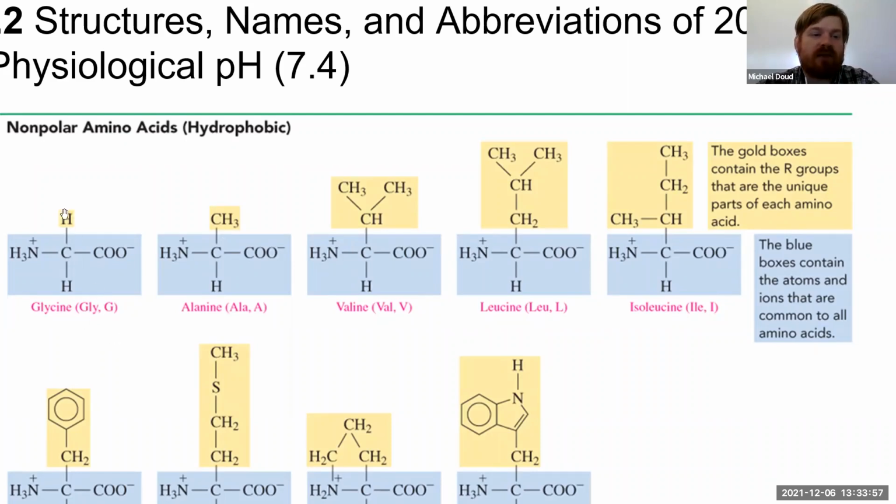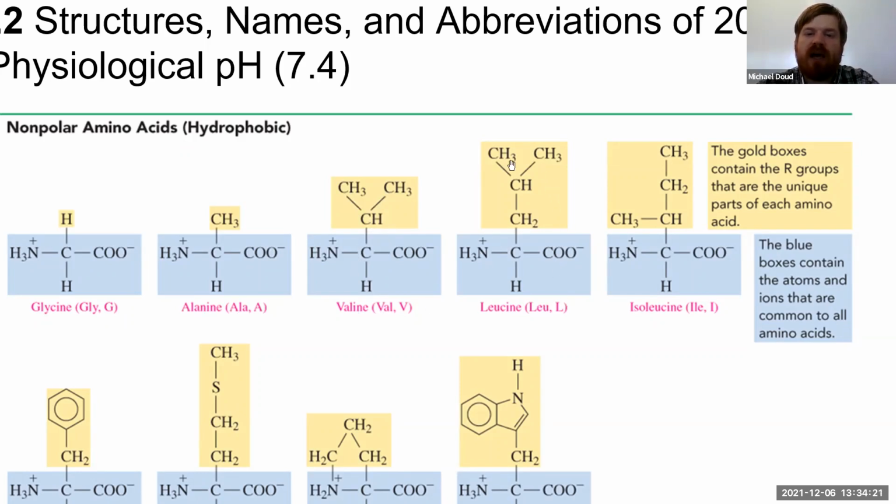So glycine is the simplest one because its R group is just a hydrogen. Okay, so glycine is GLY or G. Alanine is the second most simple one. That's just got a methyl group on it. And that's ALA, three-letter ALA, one-letter A. Valine we've seen here. Valine has this isopropyl group here. And again, it's abbreviated VAL or V.